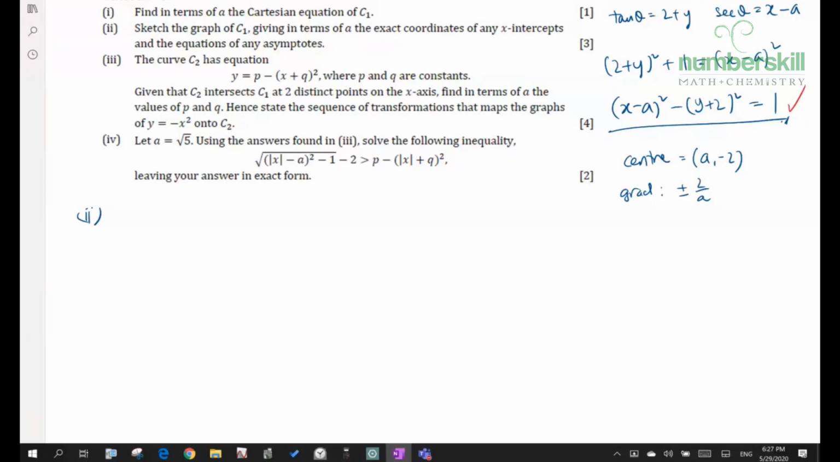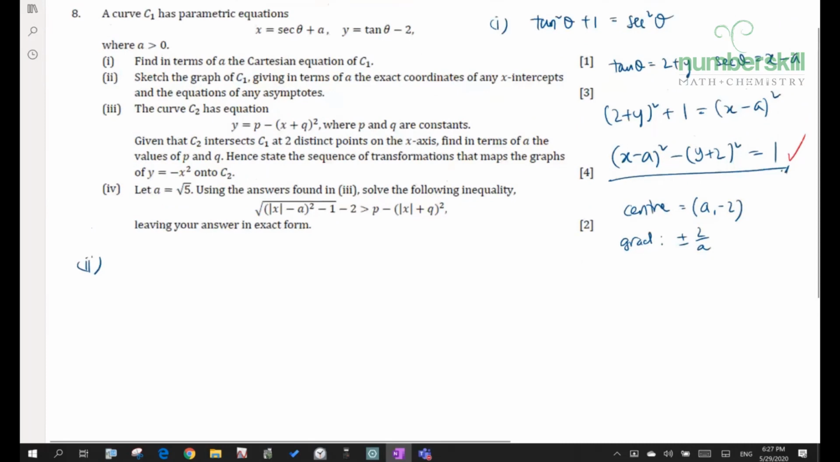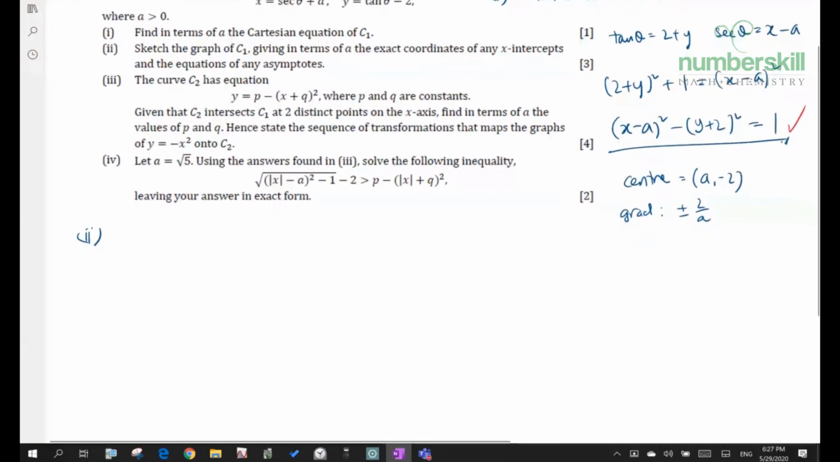Hold on. Did they say sketch? Okay. Yep. Sketch this, giving in terms of a. Okay, so we have to put it as over a. Okay. So yep, that is my gradient is minus. No, sorry, my bad. I forgot to put in the denominator, so I can't see the denominator. Okay, so it's plus minus 1. My bad. Okay, right. So the gradient is plus minus 1 for the gradient of the oblique asymptote.